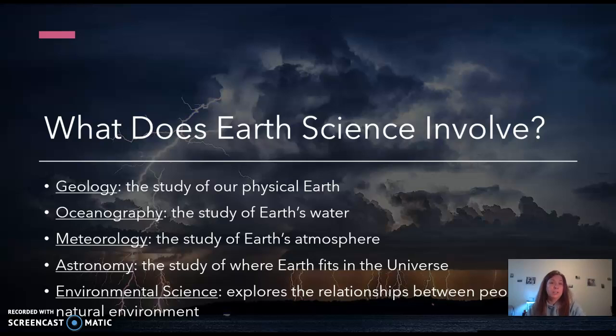Another one is meteorology, the study of our atmosphere. We'll learn the layers and the differences between them and how they're important to life sustaining on Earth, as well as weather. So meteorology involves weather. Astronomy is the study of where the Earth fits in the universe. So our first actual couple units are not Earth-based. We're going to go through the universe and galaxies, as well as our own solar system. And it's a little more than just memorizing the planets. So be ready for that.